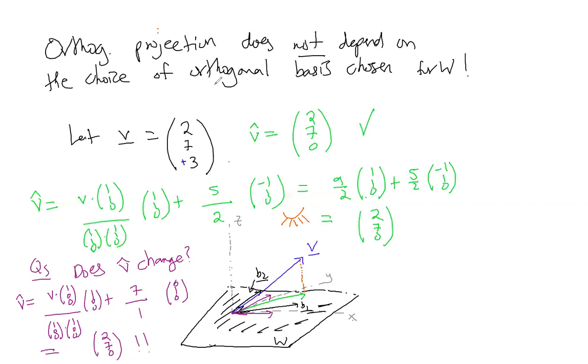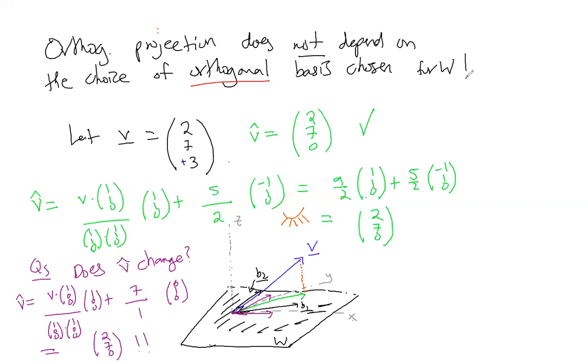Right? But you still need to choose an orthogonal basis. If I chose a non-orthogonal basis, then if I did this thing, it wouldn't work. So whatever basis you choose needs to be orthogonal, but it doesn't matter what basis you choose as long as it's orthogonal. The orthogonal projection V hat will always be the same because the subspace is independent of what coordinates you put on it.